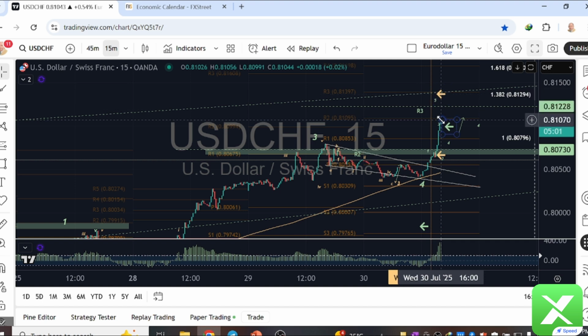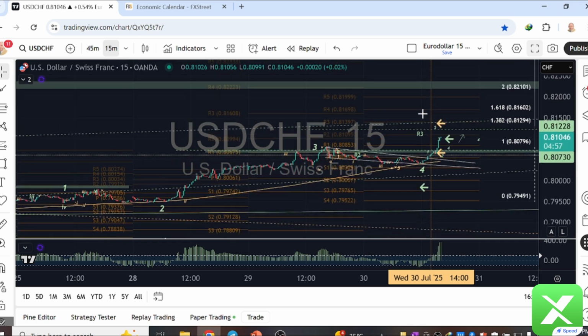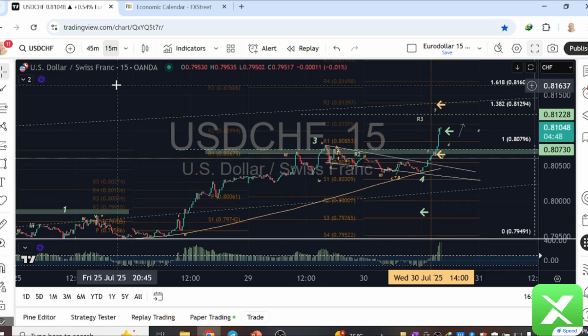It is possible to go to 82 today because 82 is resistance 5. 81.999 is showing here is, of course, 82, resistance 5. So we can take it to 81.90. I believe we will meet target.